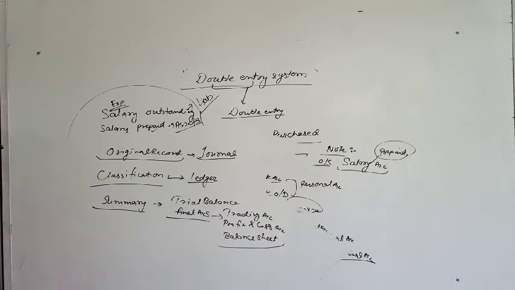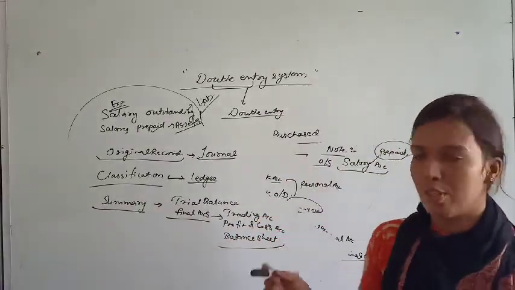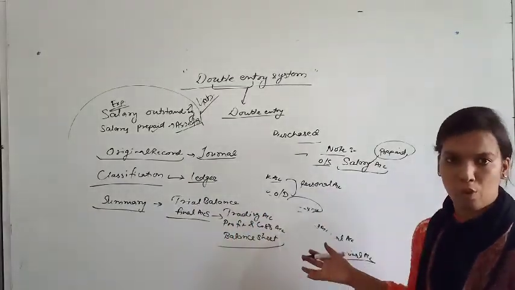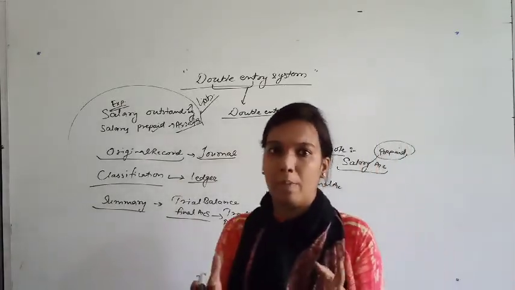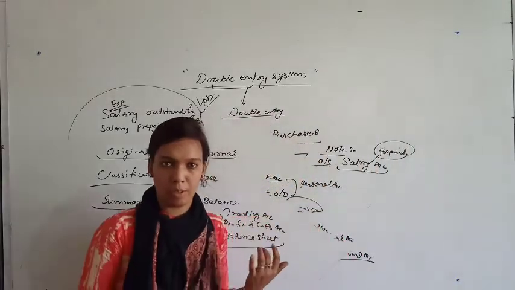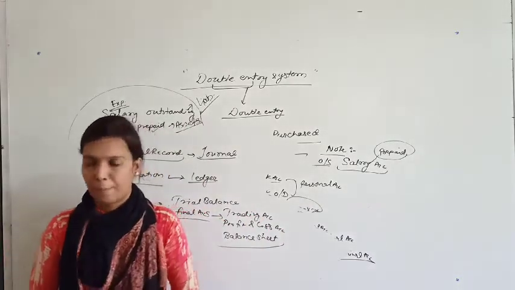Because if you have a complete record of every transaction, whenever there is a need in the future, you can easily produce your record. If you don't have a complete record of transactions, it may lead to fraud. But if you have a complete record, there is no chance of fraud in the business.